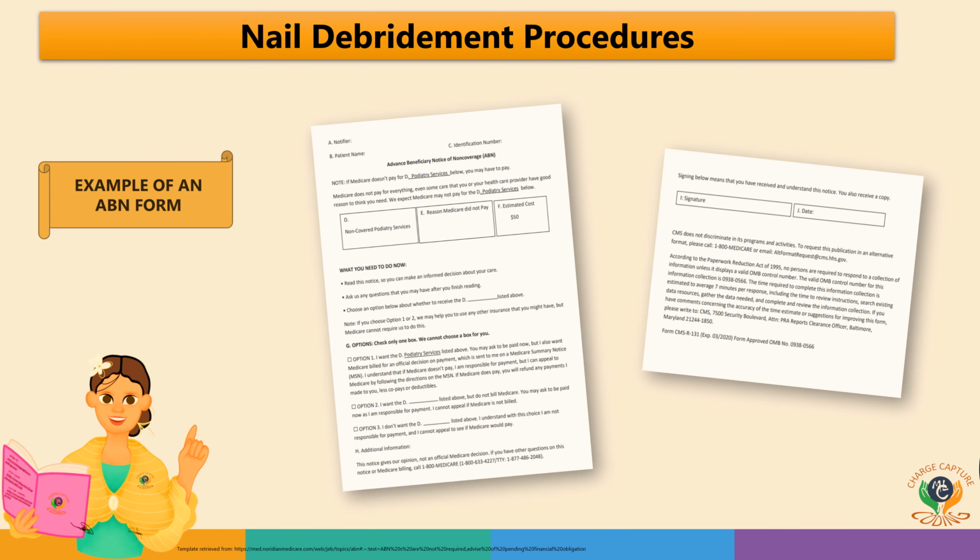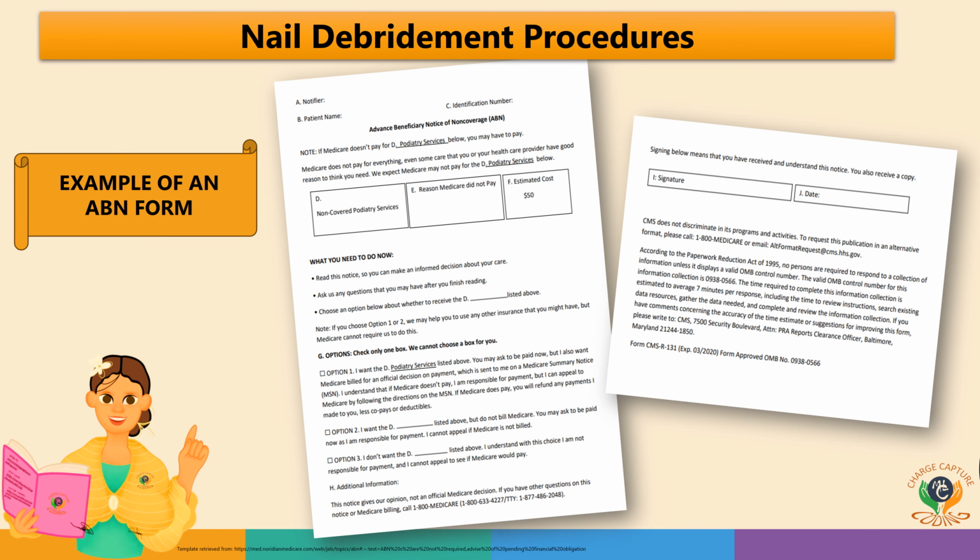What is an ABN form? ABN stands for Advanced Beneficiary Notice of Non-Coverage. According to Meridian Healthcare Solutions, any service like removal of calluses or toenail trimming are routine and an ABN is not necessary. Unless your patient has a coexisting systemic condition, treatment for mycotic nails is routine, so an ABN is required if criteria are not met.